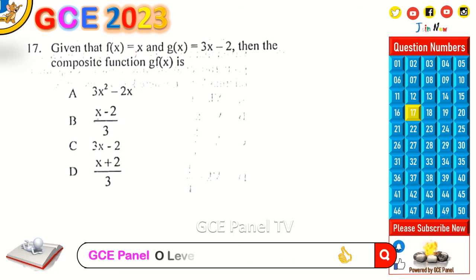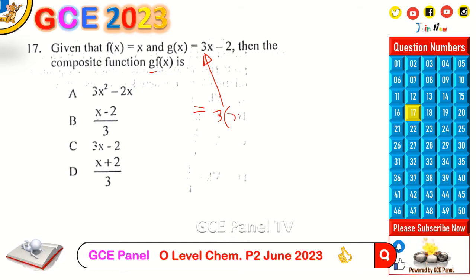Question 17. Given that f of x is equal to x and g of x equals 3x minus 2, then the composite function g of f of x is, so g of f of x will just be equal to, we come to this function g and we replace x by f of x, because I've called g first. So we replace this x in g by f of x. So this will just be equal to 3 f of x. But what is f of x? f of x is x. So that will just be equal to 3x minus 2. So the equation and the answer are just the same thing now. It's just 3x minus 2. Nothing has changed. Okay.